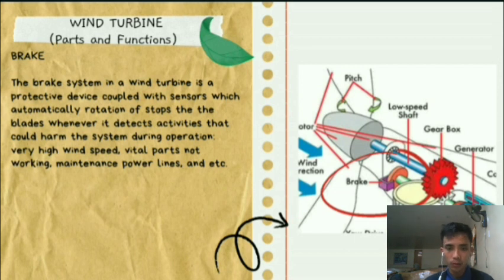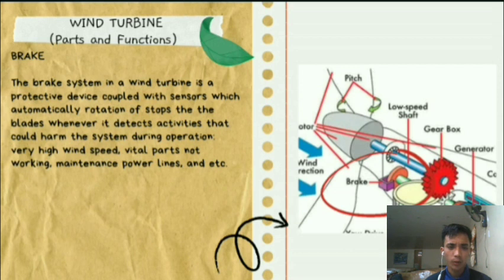So, ito pong brake na tinatawag is designed to stop or slow down the rotation of a turbine's rotor in specific situations. This is essential po for safety features, to protect the turbine from damage during extreme wind conditions or when maintenance and repair work are required. So, meron daw pong two types ng brake in the wind turbine. Number 1, rotor brake. Number 2 natin, generator brake.